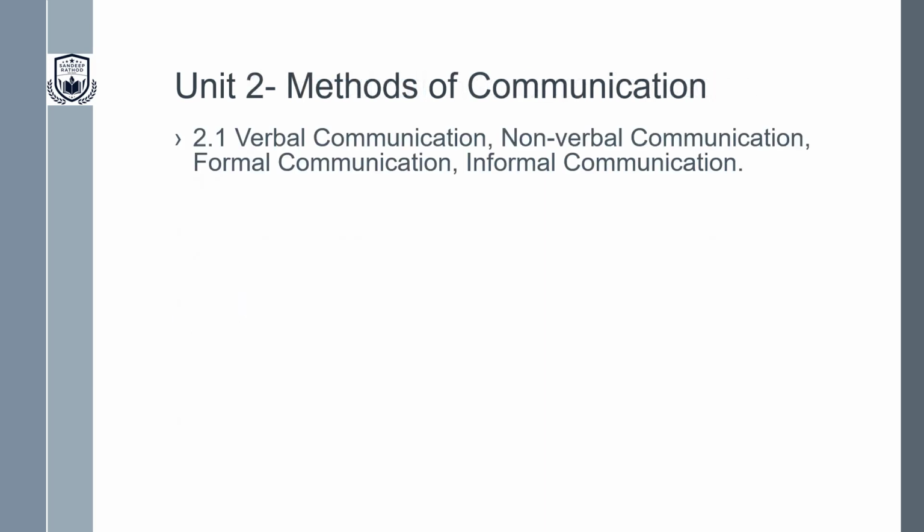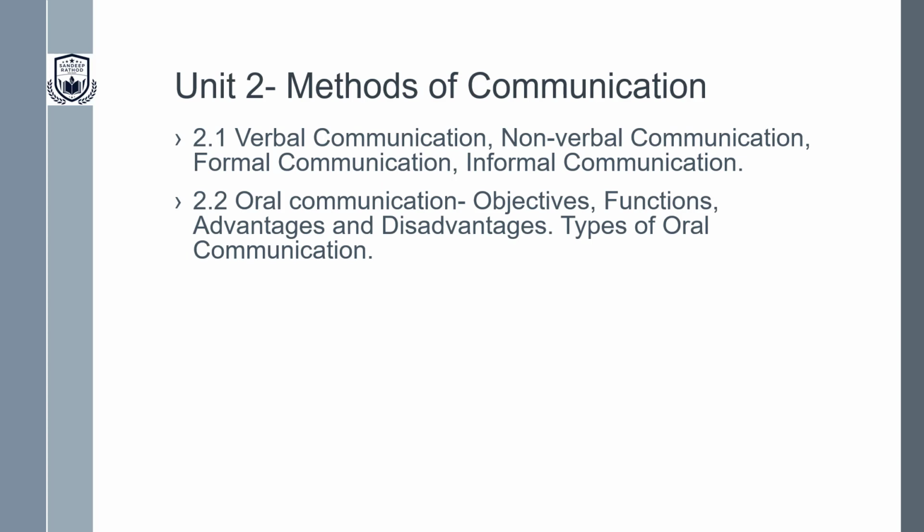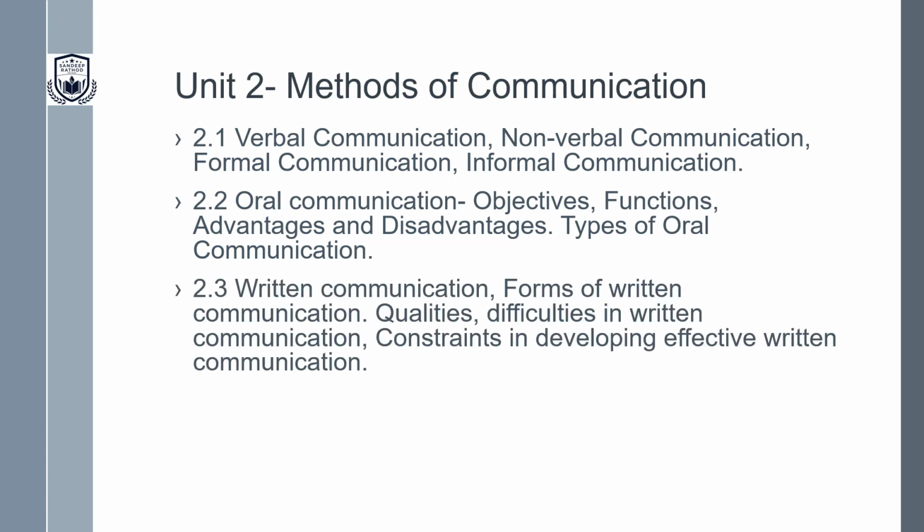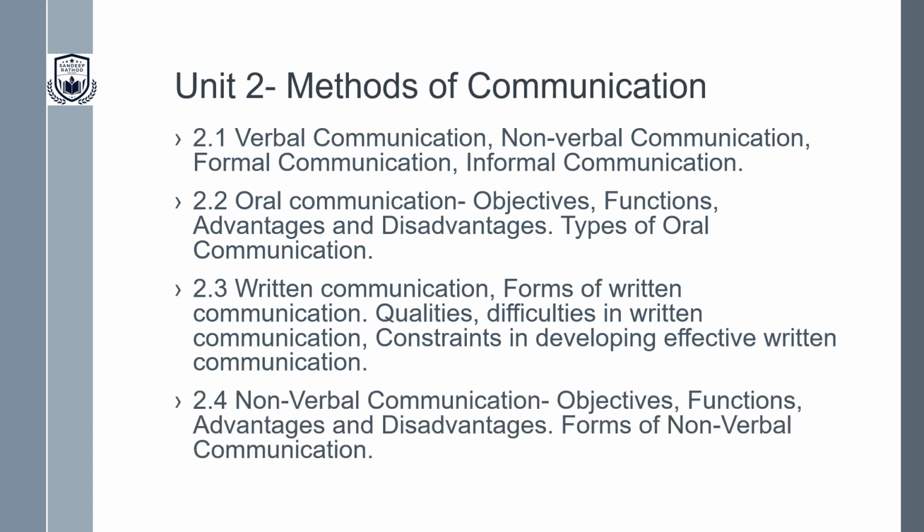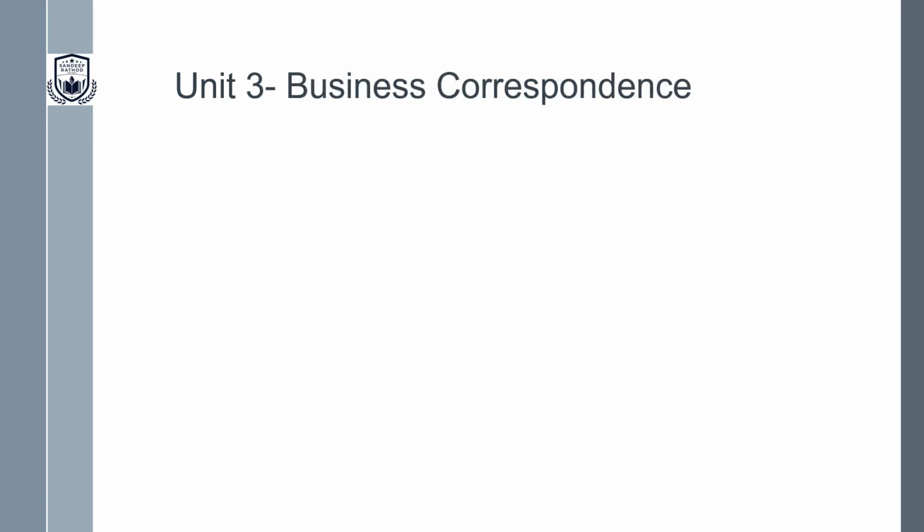Unit number 2 is methods of communication. Here we will see the verbal communication, non-verbal communication, formal communication and informal communication. Oral communication, its objectives, functions, advantages and disadvantages, and also types of oral communication. After that, written communication, forms of written communication, qualities, difficulties in written communication, constraints in developing effective written communication. And at the last, non-verbal communication, objectives, functions, advantages and disadvantages, forms of non-verbal communication.